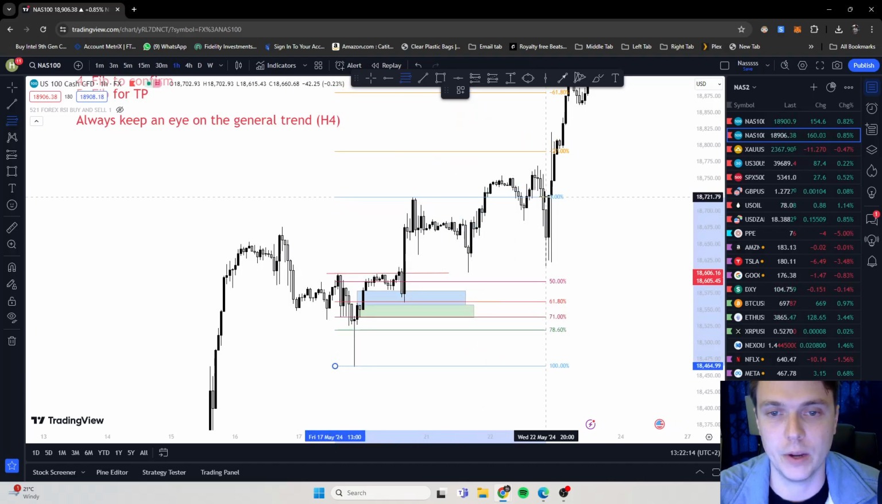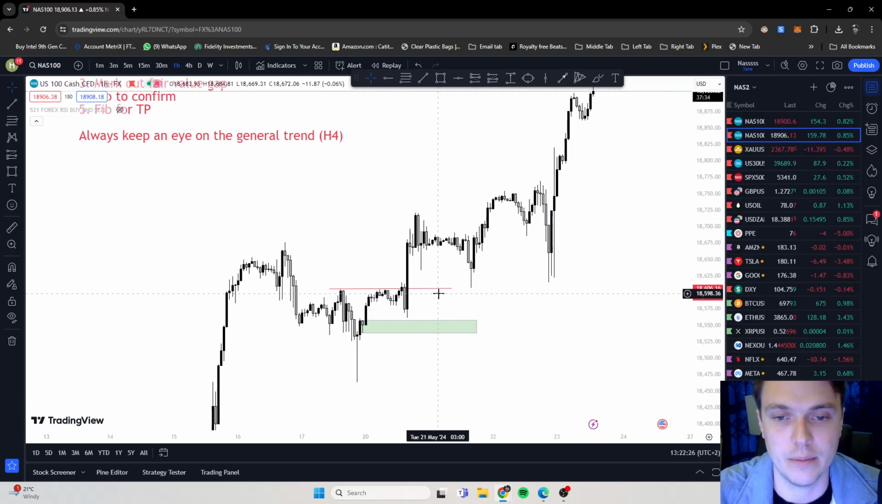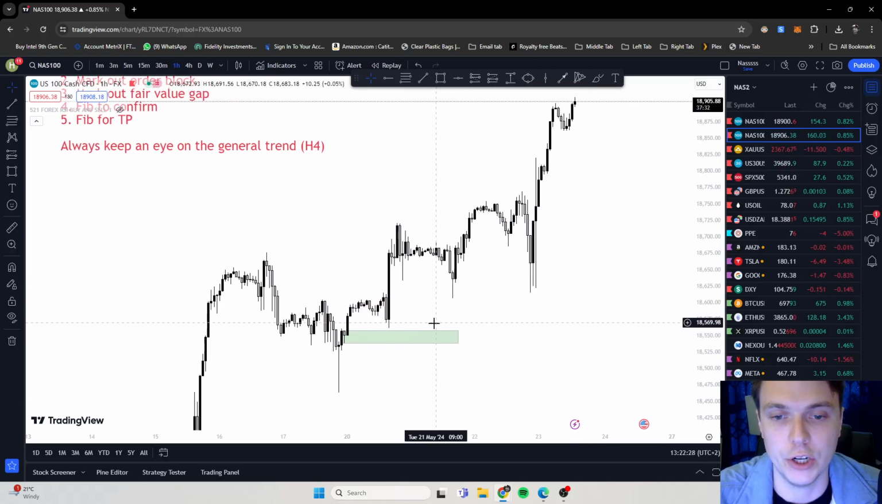Let's take the fib quickly, and here you will see the perfect retest on the 61. So like I said, between the 50 to 61 area over there is where you will look to get your entries in. Okay, so another perfect example for a bullish trade.